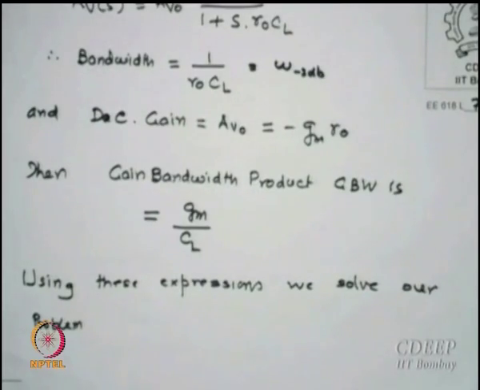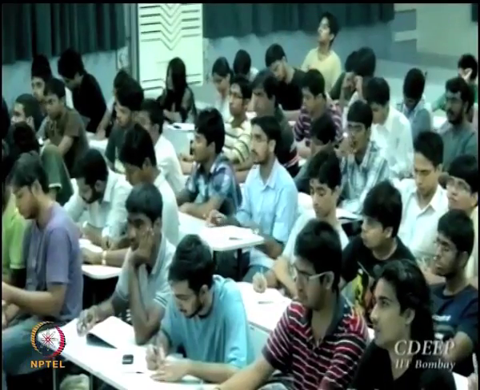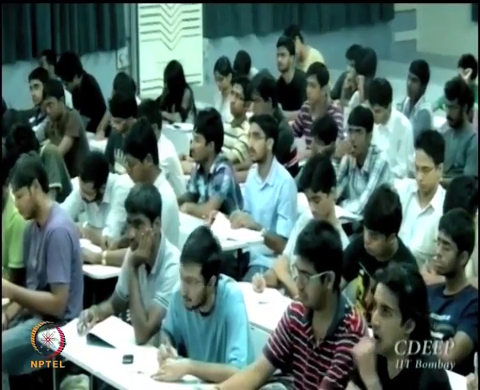Now these are the expressions which I can use in my design for evaluation of what? The width. All that is width. My interest is in widths. These are the expressions I will use. The bandwidth, which is 1 upon R0CL. The DC gain is minus GMR0. And the gain bandwidth product is GM by CL.